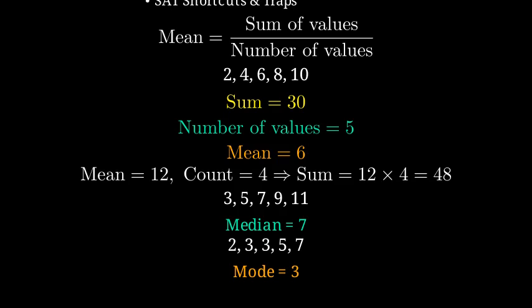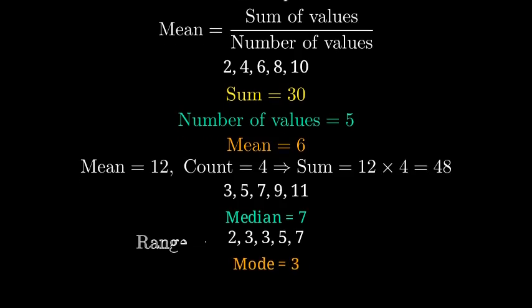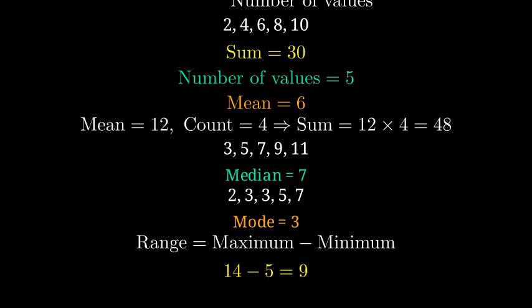Now the mode is the value that appears most often. For this list, 2, 3, 3, 5, 7. The mode is 3. Part 3 is the range, which measures spread.